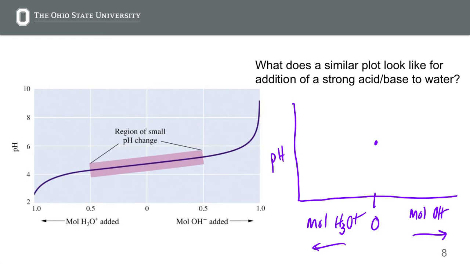As soon as we add acid, the pH decreases. And eventually it's not going to decrease much. Or as soon as we add base, the pH increases. Okay. It's going to look more like this, as opposed to the gradual curve of a buffer. It's going to be much more sharp and look something like that, like a giraffe.